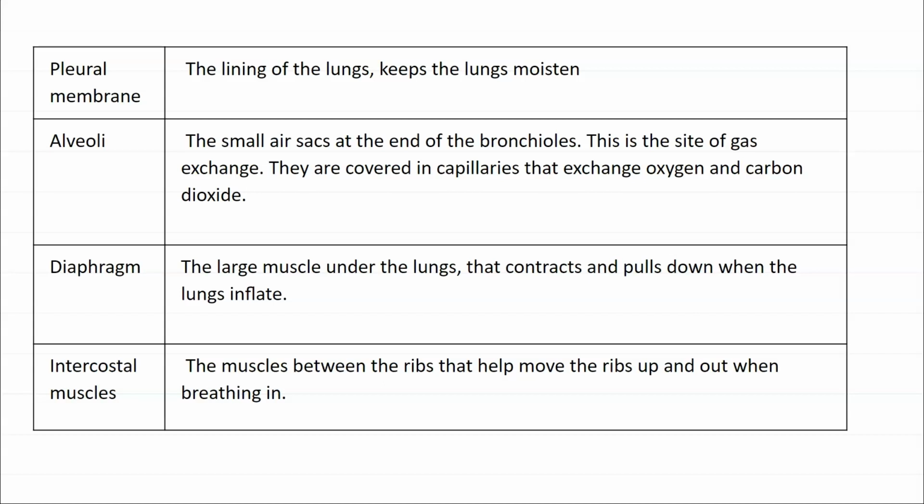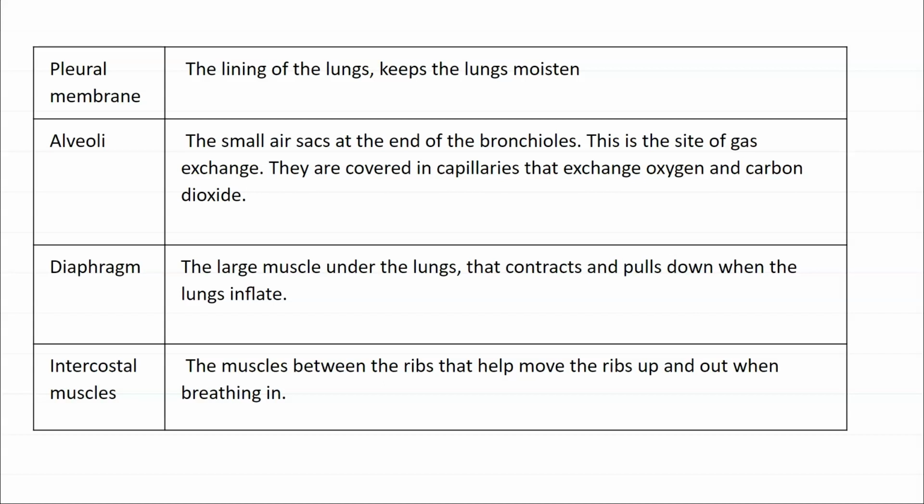So the intercostal muscles are the next important piece. The intercostal muscles are the muscles that line your ribs. If you take your hands and you feel along the side of your body, just under where your armpit is, you can feel your ribs, but you can also feel that there's a little soft spot in between each rib. That's where your intercostal muscles sit. And essentially what they do is they help the ribs move up and out when breathing in.